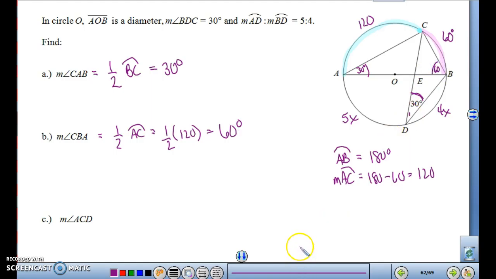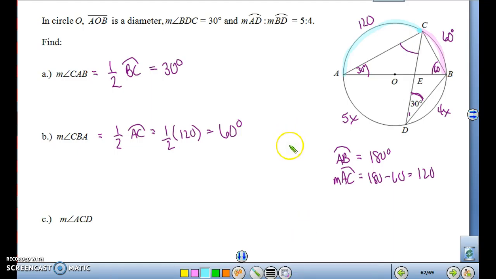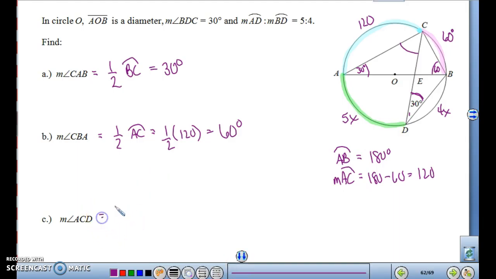Okay? All right, now we need to find angle ACD, which is that angle right there. All right, ACD intercepts what arc? Let me see, I'll use green. It intercepts arc AD. So that'll be half arc AD, whatever that happens to be.